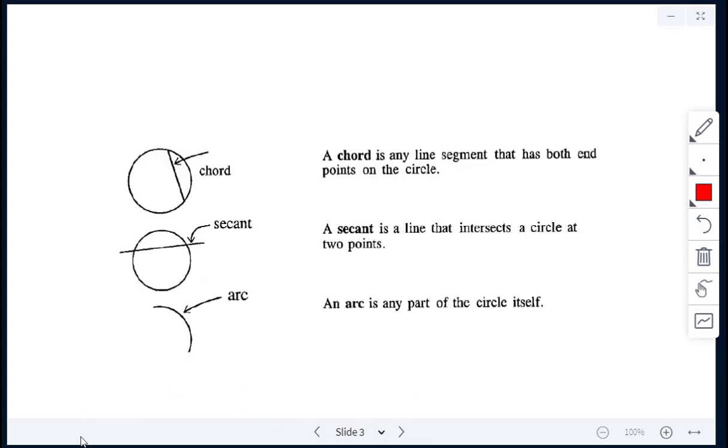A chord is different because it's not going through the center of the circle. So it's any line segment that has both endpoints on the circle, but it's not going through the center. If it was going through the center, then it would be the diameter. This is a secant. It's a line that intersects the circle at 2 points, and this is called an arc of a circle. It's any part of the circle itself.